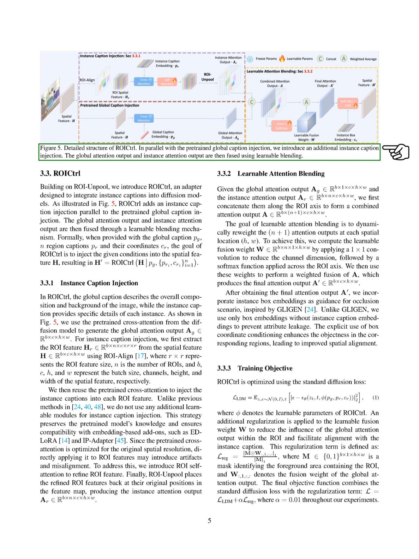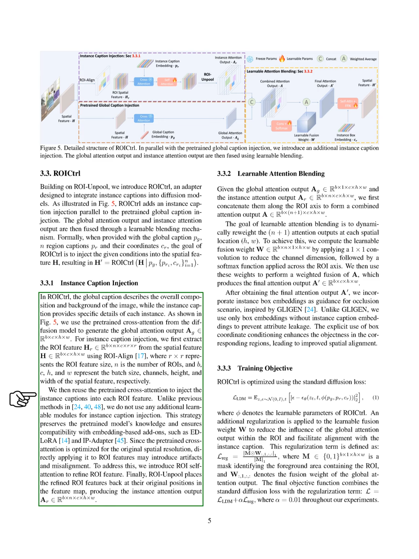In ROICtrl, the global caption gives an overview of the image, while the instance caption details each specific instance. We utilize pre-trained cross-attention from the diffusion model to generate the global attention output. For instance caption injection, we extract the region of interest, ROI, features from the spatial feature using ROI align. We then apply the pre-trained cross-attention to inject the instance captions into each ROI feature without adding new learnable modules, which helps maintain the pre-trained model's knowledge and compatibility with other embedding methods.